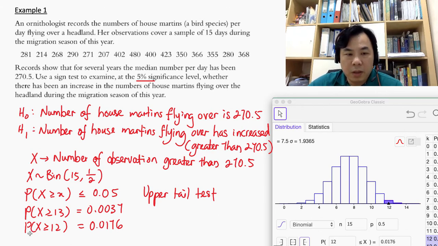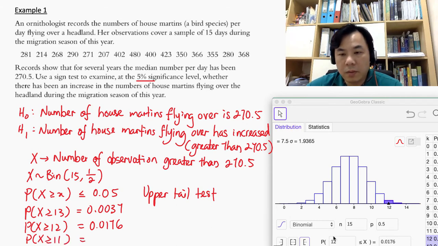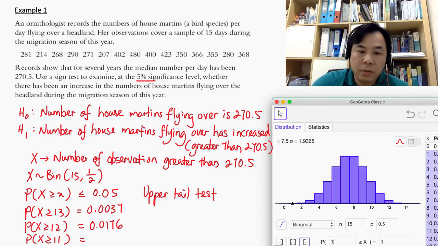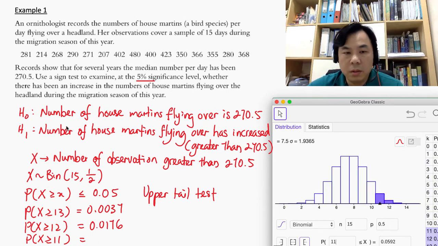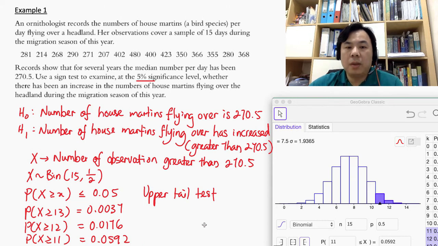All right, now next I'm going to try my luck again using 11. Okay, so using 11, of course you have to use your calculator to calculate this. Now using 11, that should be 0.0592 here. 0.0592, which is already outside of the significant level or the rejection region there.